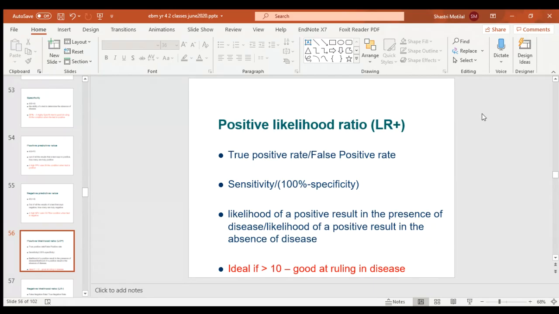Now we might wonder why they pick 10. It's an arbitrary pick. Some people might say more than 5 is moderate, more than 10 is really good, more than 20 is excellent. So it's definitely not set in stone. But the idea is the bigger the ratio, the better.